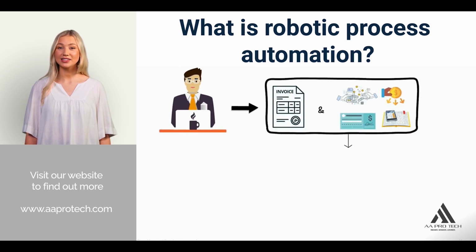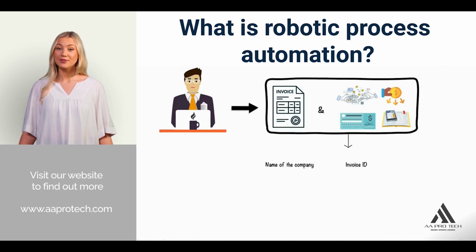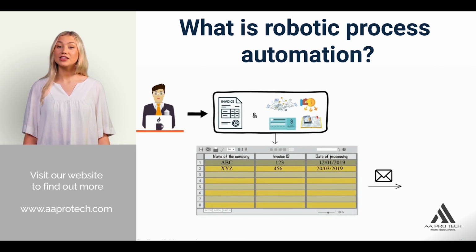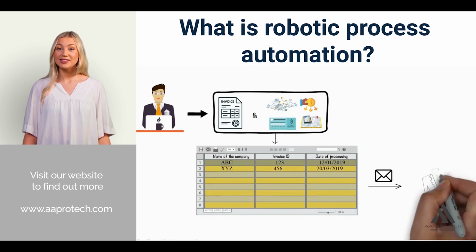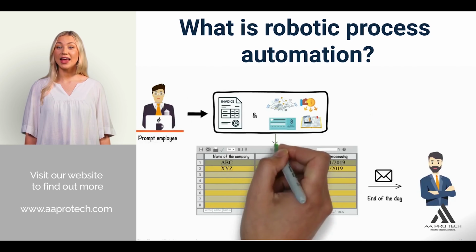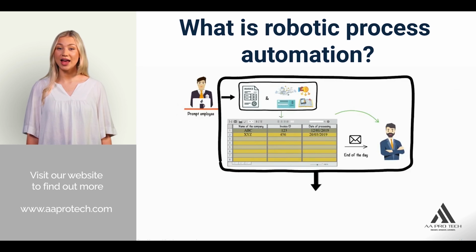One of his tasks is to copy all the relevant information from these invoices, such as the name of the company, invoice ID, and data processing into a spreadsheet, and mail the sheet, along with other financial reports, to his superiors by the end of the day. As any prompt employee, he transfers all the information to the sheet, attaches the reports, and sends them over to his boss via email every day.